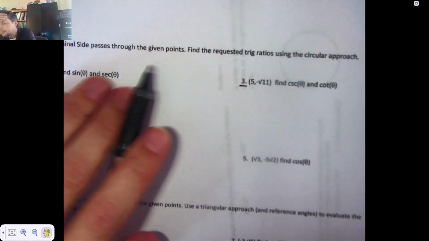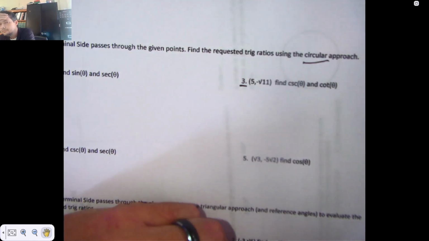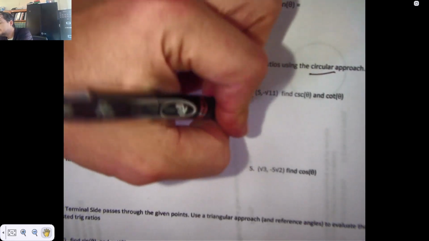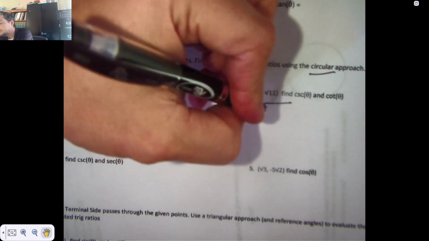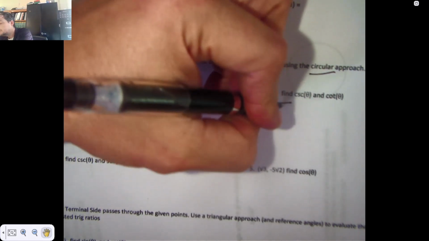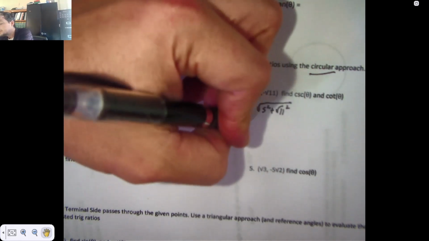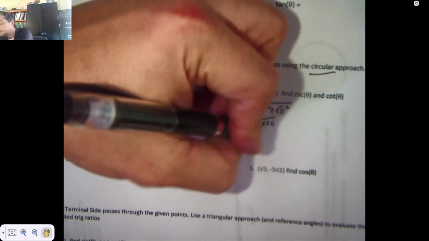Number 3. You are asked to do these using what's called the circular approach. So hopefully you filled out all that and you have it to look at. So I'm going to find the radius. The radius is the square root of 5 squared plus, who cares about signs when you're squaring, root 11 squared. So that's going to give me a 25 plus an 11, which is going to give me a 36. So the radius is 6.